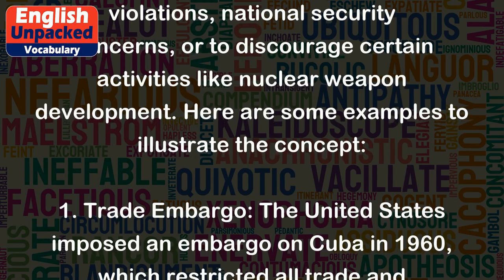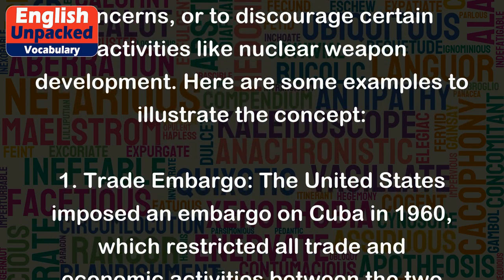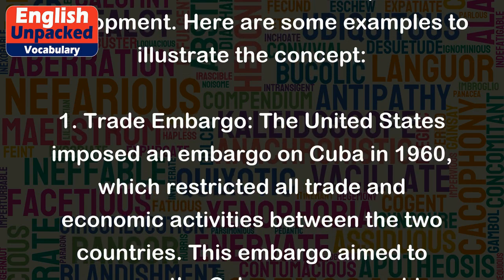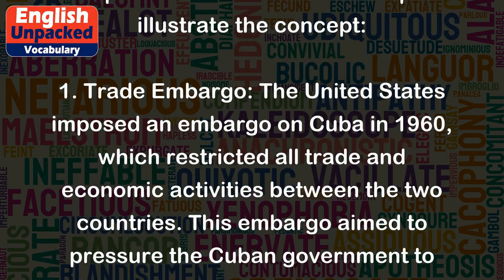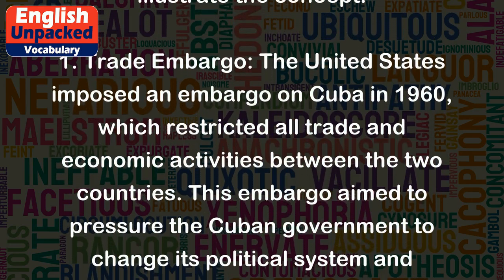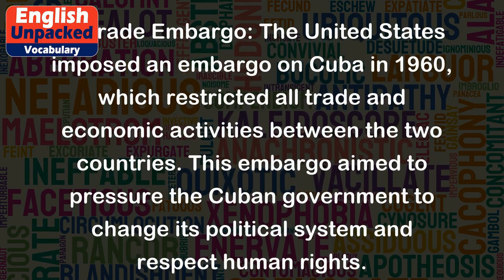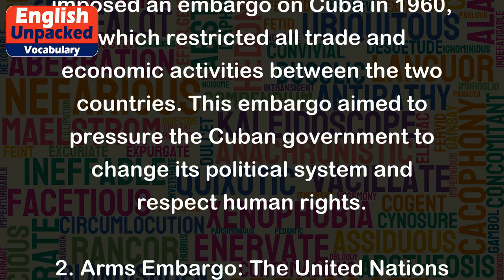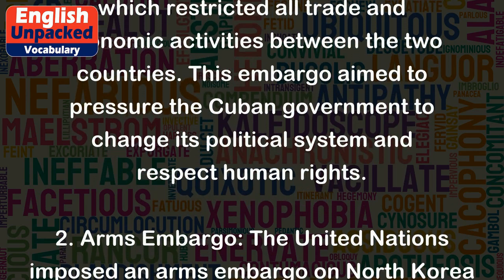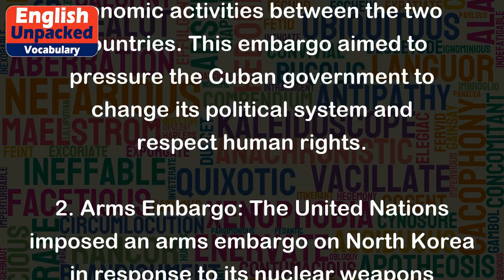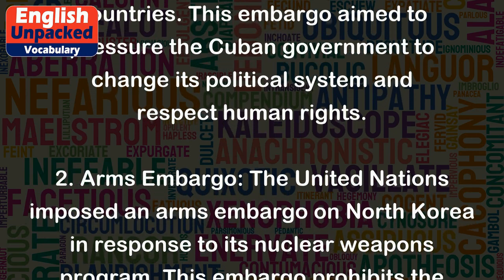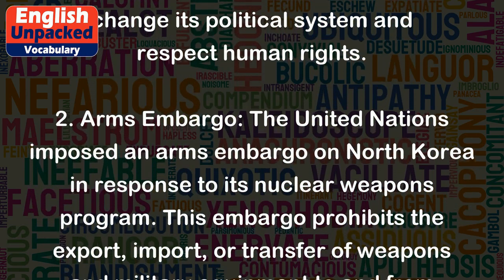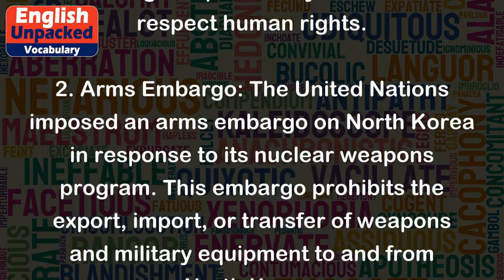1. Trade embargo. The United States imposed an embargo on Cuba in 1960, which restricted all trade and economic activities between the two countries. This embargo aimed to pressure the Cuban government to change its political system and respect human rights.